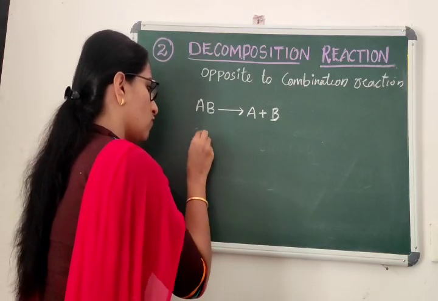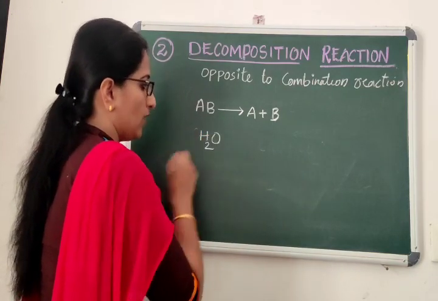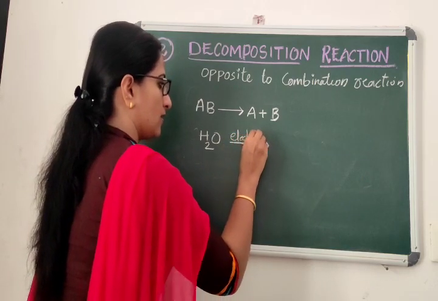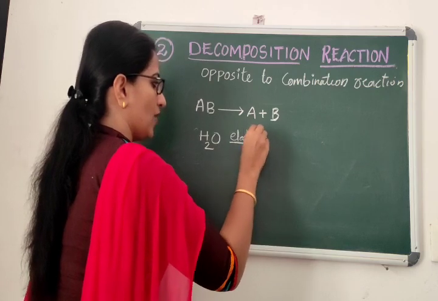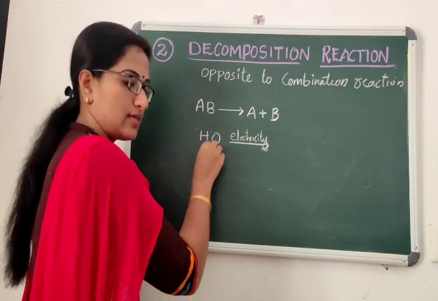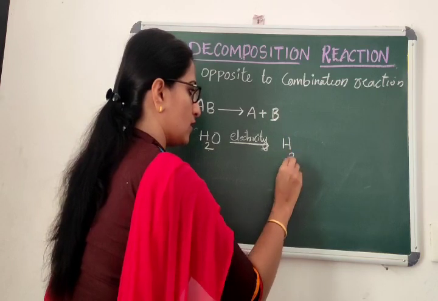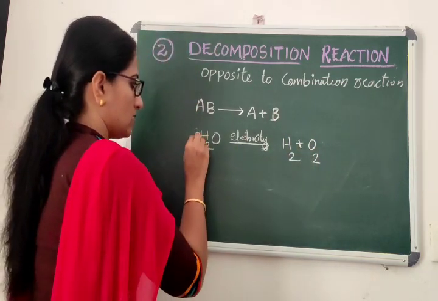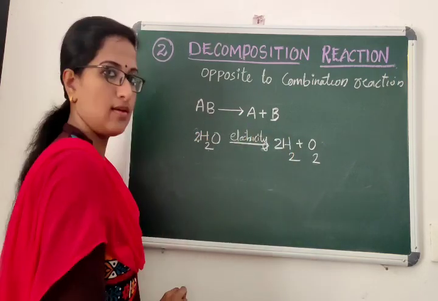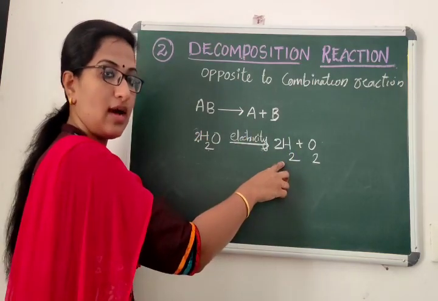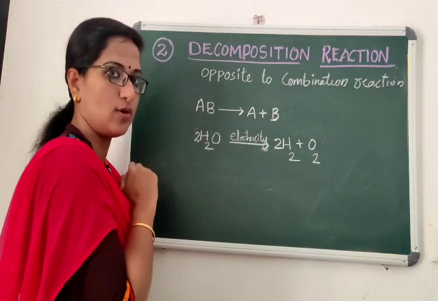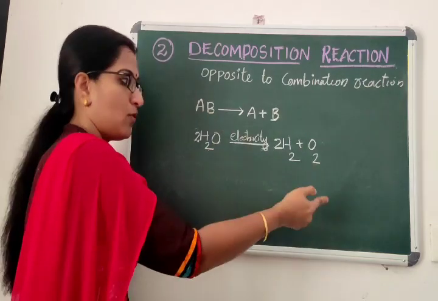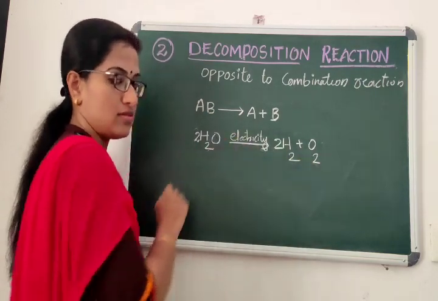Take water and pass electricity. So what happens? This water breaks down and is converted to hydrogen and oxygen. Hydrogen and oxygen, it is balanced. In the combination reaction, you have learned H2 plus O2 gives H2O. But in the case of decomposition reaction, water again decomposes to form hydrogen and oxygen.